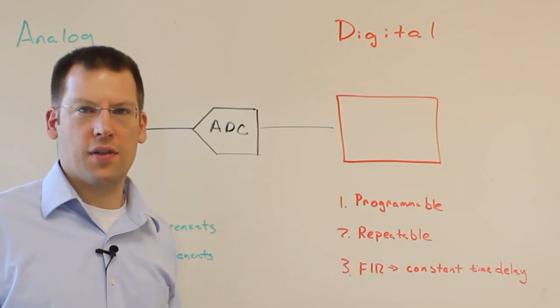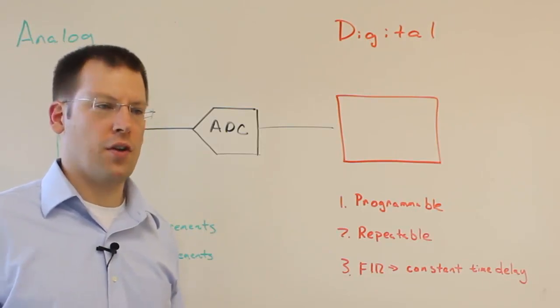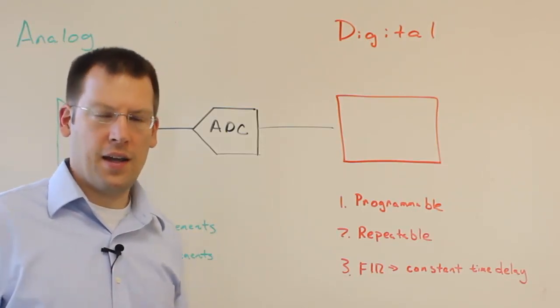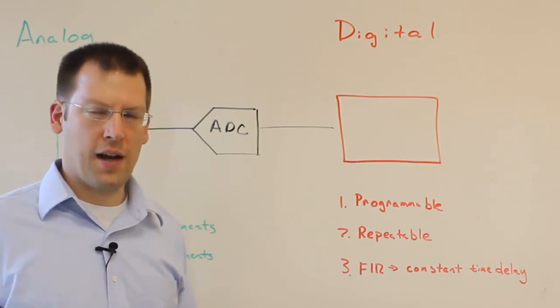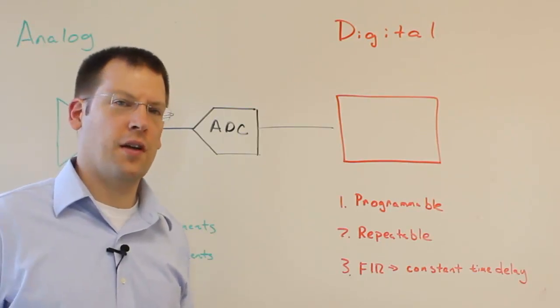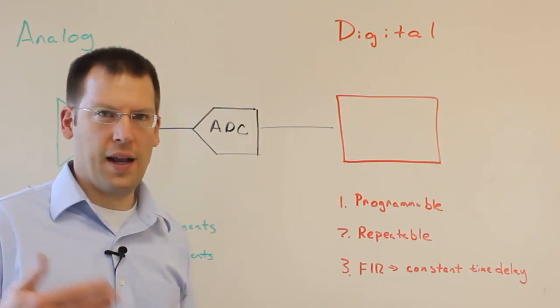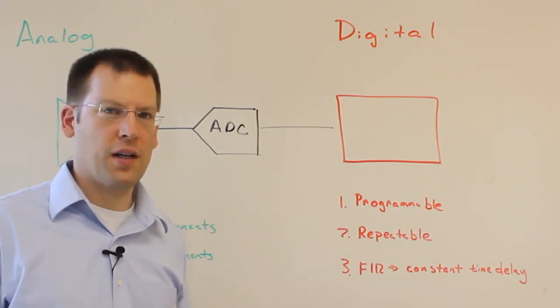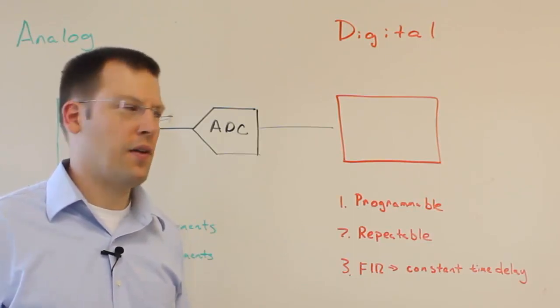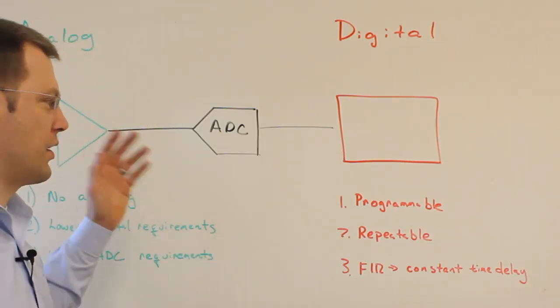Another big advantage of a digital filter is that it's repeatable. So the product you ship today and the product you ship a year from now are going to have the exact same performance. The product that you have at 25 degrees, when you put it at 85 degrees or you put it at minus 40, it's going to have the exact same performance. So that's another nice advantage of a digital filter.